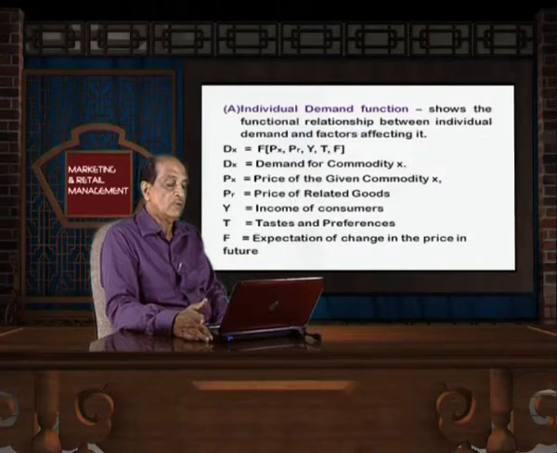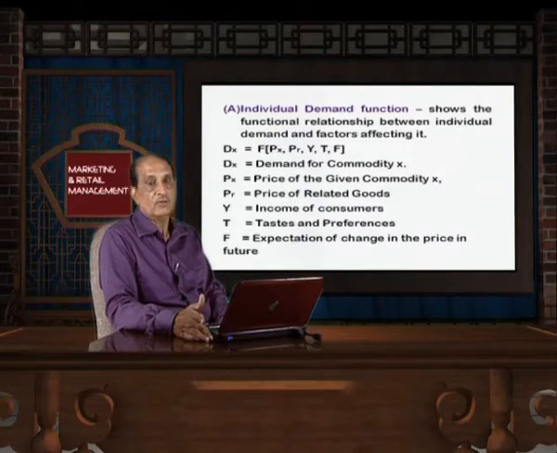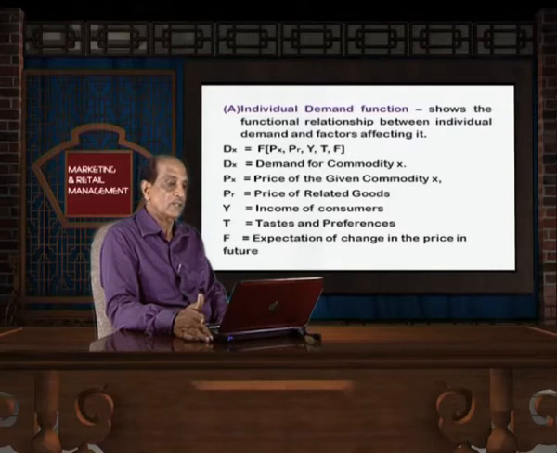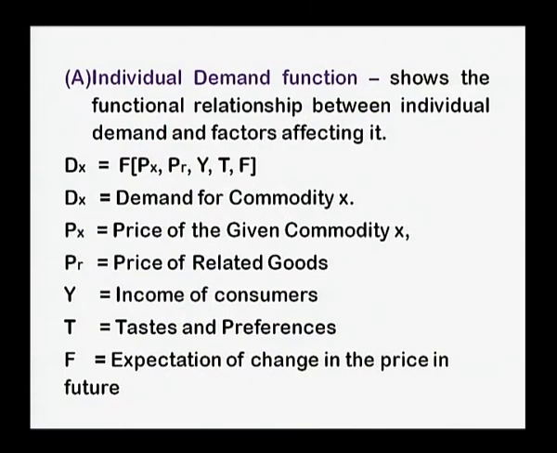Now, first of all, we discuss the individual demand function, or we can say we have to discuss those factors which are responsible for change in individual demand. It shows the functional relationship between individual demand and factors affecting it. Now, what are the factors which are going to affect the individual demand? So, Dx is equal to a function of Px, Pr, Y, T and F.